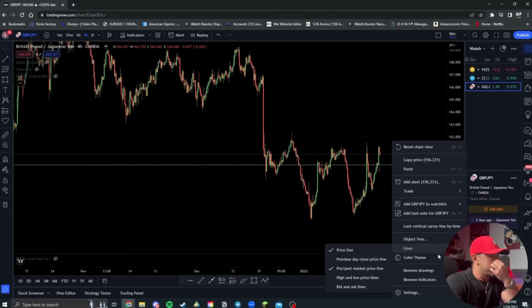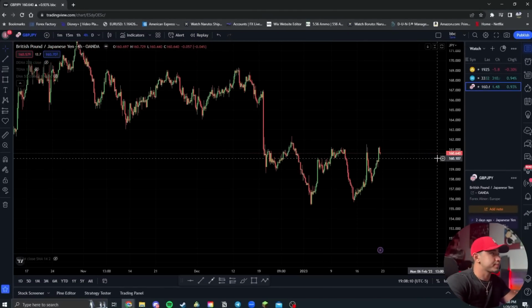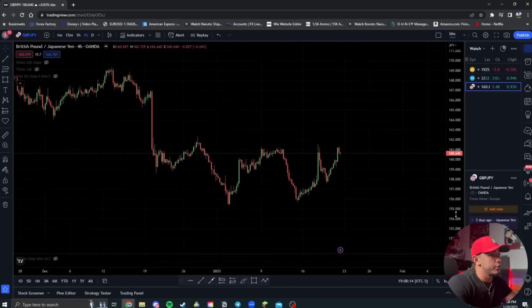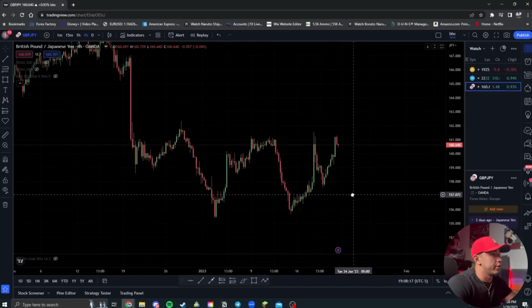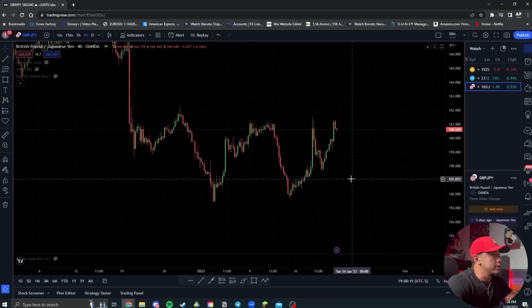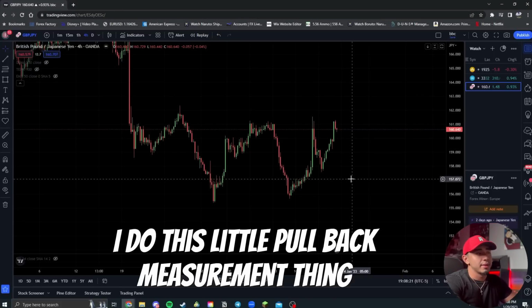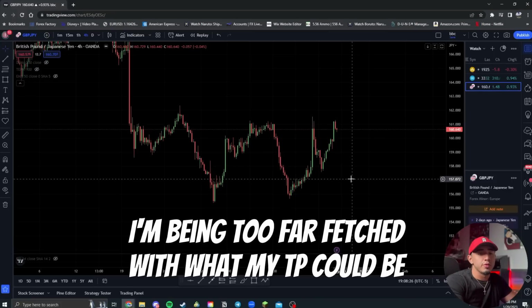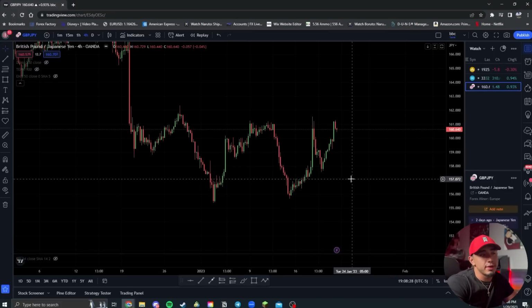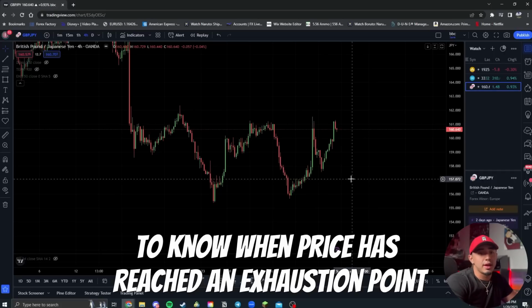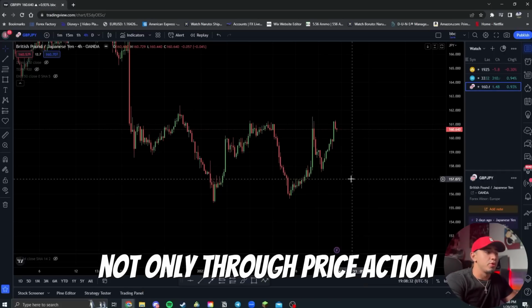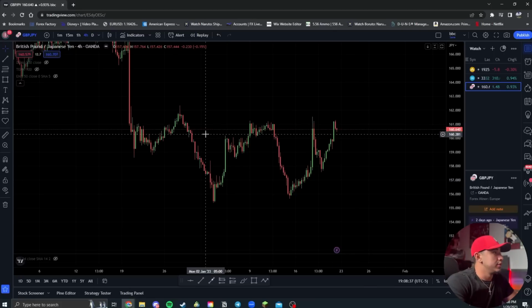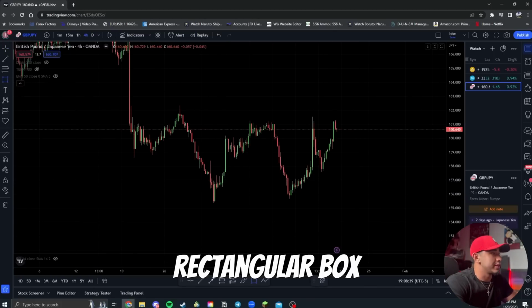So let me remove all the drawings here. I'm on GJ right now and I'm on the 4 hour. Now you don't have to do it on the 4 hour. It's applicable on the 1 hour as well. But the main reason that I do this little pullback measurement thing is just for the fact that I want to know if I'm being too far-fetched with what my TP could be, as well as know when price has reached an exhaustion point, not only through price action, but also through the length of the move that already happened. So what I'm going to do is I grab this little rectangular box.